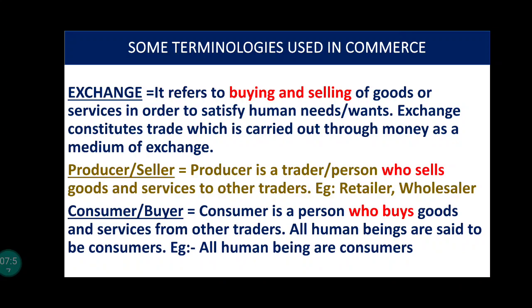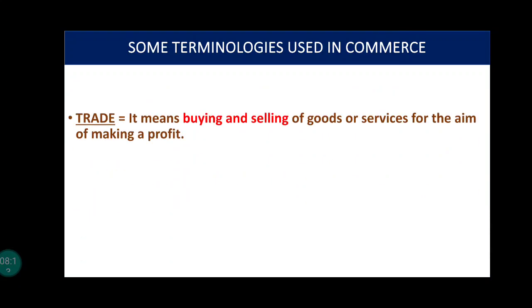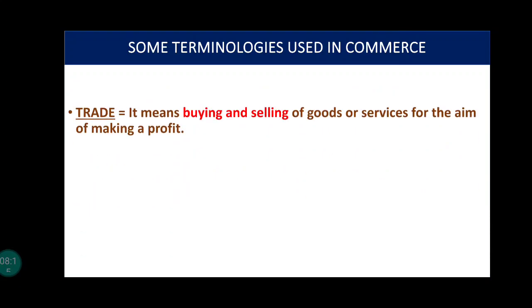Consumer or buyer. Consumer means a person who buys goods and services from other traders. All human beings are said to be consumers. For example, all human beings are consumers. So consumer means a person who buys goods or services. Coming to the next term, trade. Trade means buying and selling of goods or services for the aim of making a profit.